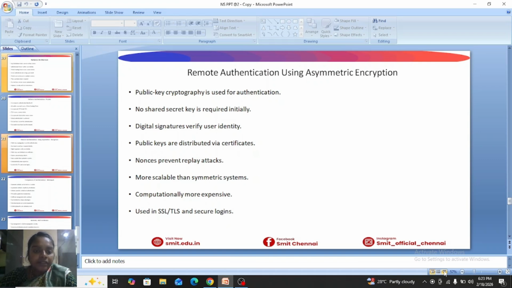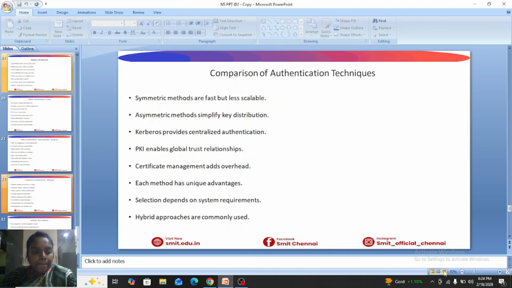Then remote authentication using asymmetric encryption. Public key cryptography is used for authentication. No shared secret key is required initially. Digital signatures verify user identity. Public keys are distributed via certificates. Nonces prevent replay attacks. It is more scalable than symmetric systems, but computationally more expensive. It is used in SSL and TLS secure login.